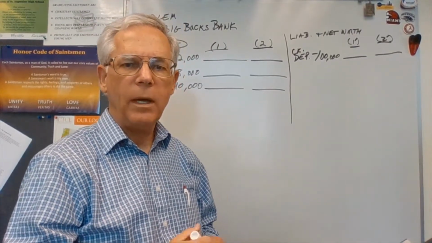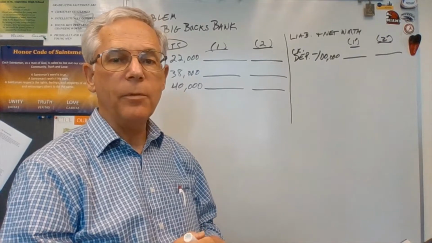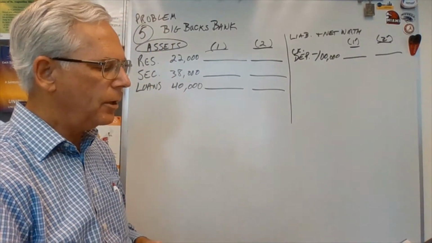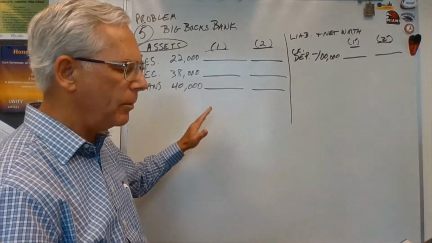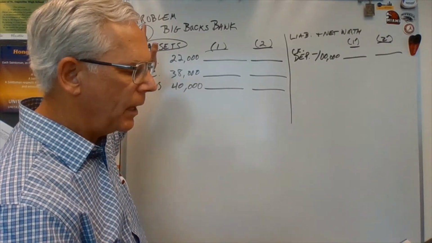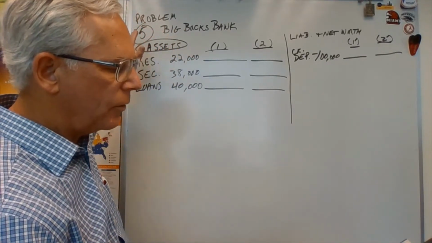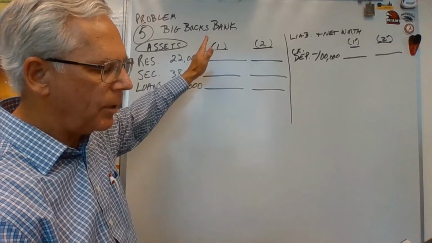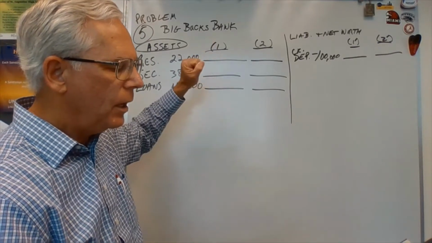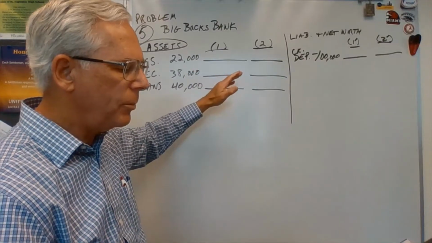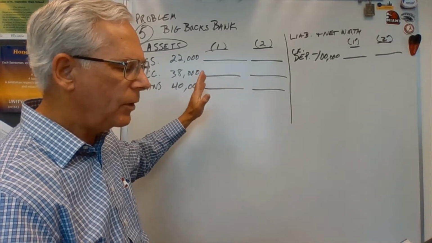Okay, so we're back. I'm going to do problem number 5. I've set it up on the board here. This is what you had in your book for problem number 5. Big Bucks Bank has reserves of $22,000, checkable deposits of $100,000. If the reserve ratio is 20%, what is the amount of excess reserves?